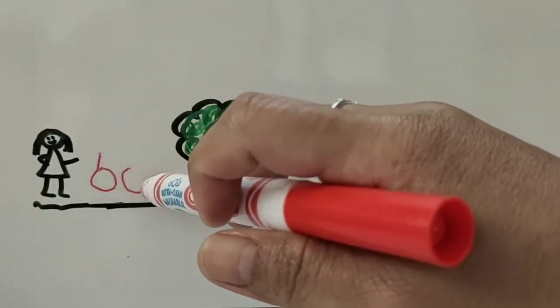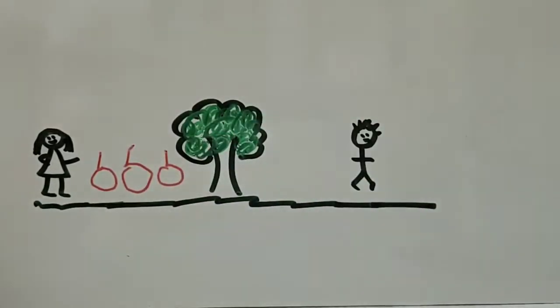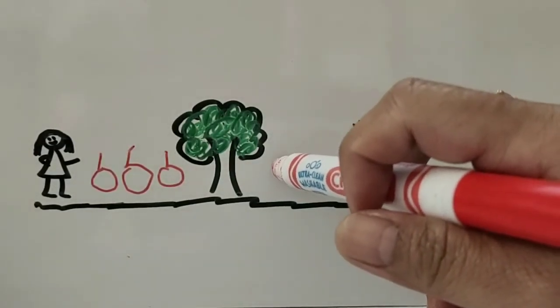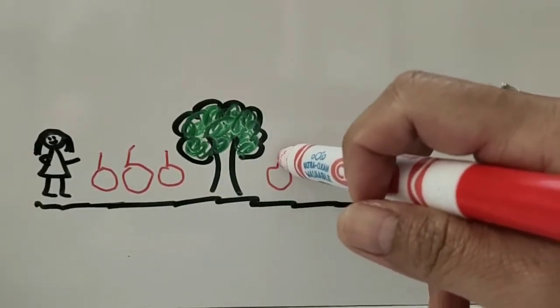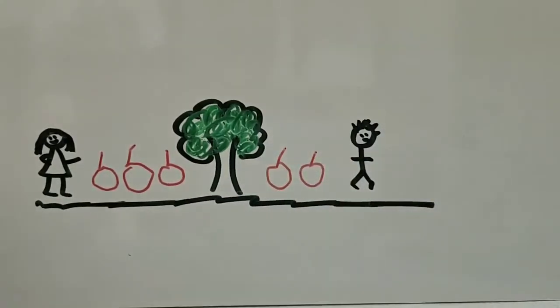1, 2, 3 apples. And then Dad picked 2 apples. How many apples did Daddy pick? 2 apples. Let's draw 2 apples right here next to Dad. 1, 2. Very nice. How many apples did they pick in all?